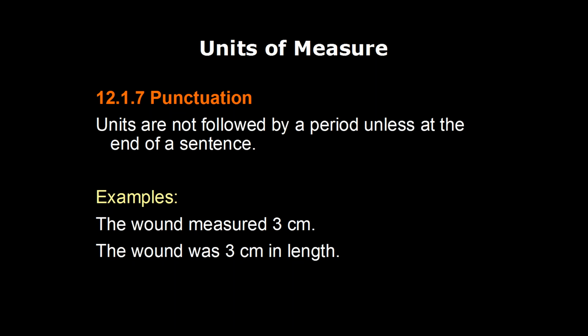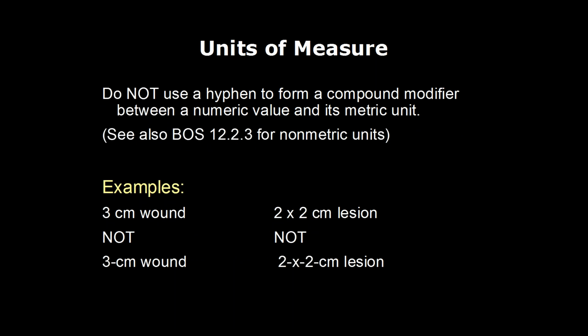Okay? Fairly straightforward. We're going to get into meat here. So we do not use a hyphen to form a compound modifier between a numeric value and its metric unit. Now, this is a bit of a change from the last book of style, and for those of you who have been around for a bit, you may not have known this. I was used to the previous format, but this is a change. So, as you can see here, the example is a 3 centimeter wound. The 3 and the centimeter, there's no hyphen between when it forms a compound modifier there.